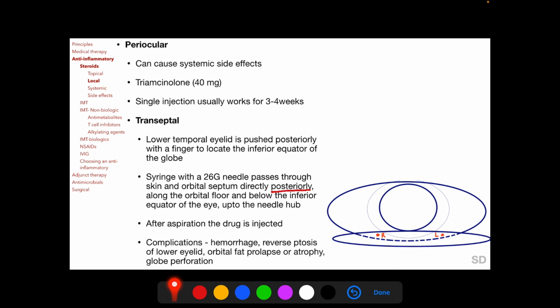Complications of transseptal injection include hemorrhage, reverse ptosis of the lower eyelid, orbital fat prolapse or atrophy, and globe perforation. But globe perforation is much rarer with transseptal injection compared to the posterior sub-Tenon injection. So these two red dots show the location where the needle punctures the lower eyelid in case of the right eye and in case of the left eye.